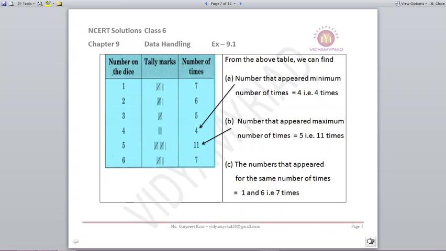So which is the number? Now you see what is the maximum number? 11. So 11 is representing which number on the dice? 5. So the number that appeared maximum number of times is 5, which is coming 11 times.